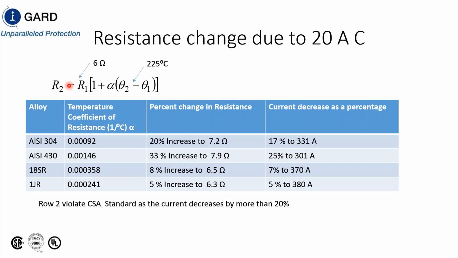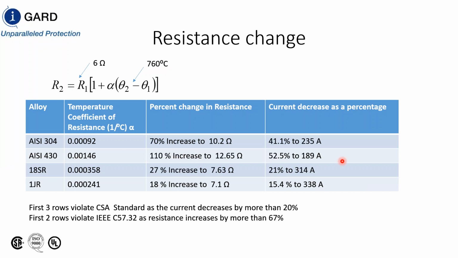So when we get to the final temperature, after the initial current of 20 amps continuously, we get a maximum increase of 20% in the resistance. So we drop the currents respectively by 17%, 25%, 7%, and 5%. The second one here violates CSA 295 because our current decreased by more than 20%. So we have to rule out 430 right away.